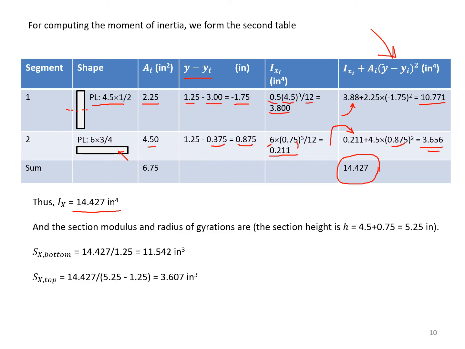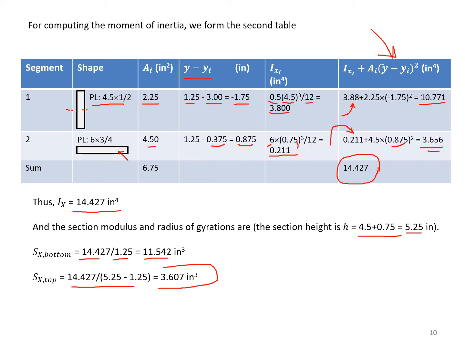And since we are looking for the section modulus, take the moment of inertia divided by y bar. That's 11.542 inches to the third, with respect to the bottom fiber. And h minus y bar appears in the denominator in the second one, for the top. Remembering that h is 4.5 plus the thickness of the bottom plate, which is 5.25, we get the section modulus as 3.607.